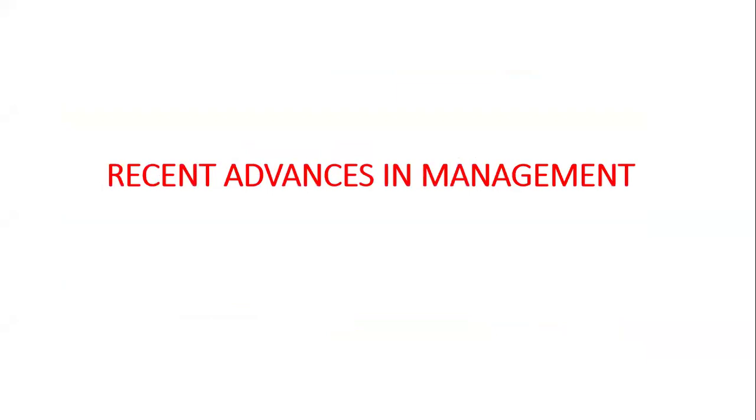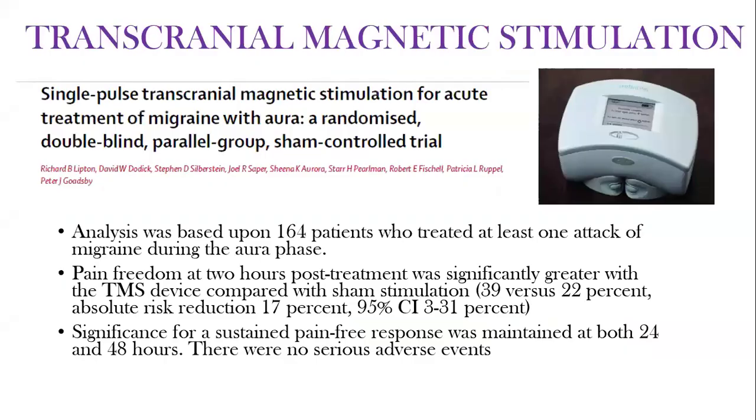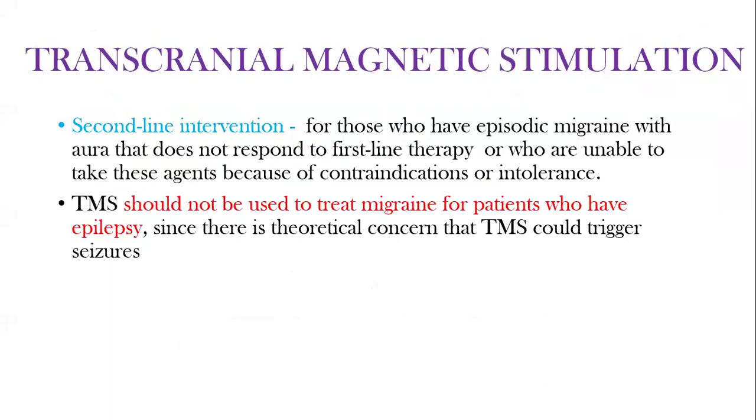And let us see about the recent advances. What are the recent advances? This is called transcranial magnetic stimulation equipment. It costs around 80,000 to 1 lakh. So it will help you to prevent the headache attack and abort the acute attacks also. By keeping this equipment on the head during the attack, it will help you to reduce the severity of the headache. This is recently FDA approved. The contraindication would be if a patient is having any seizures or epilepsy, you should not use this.